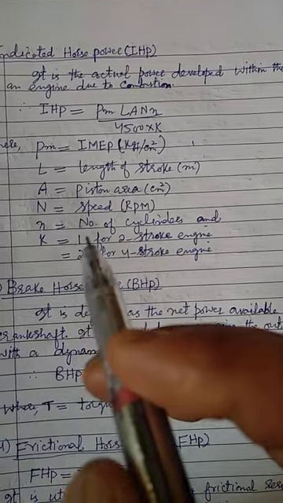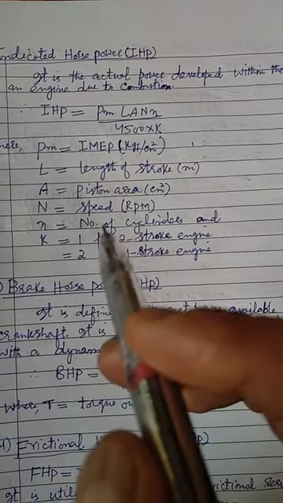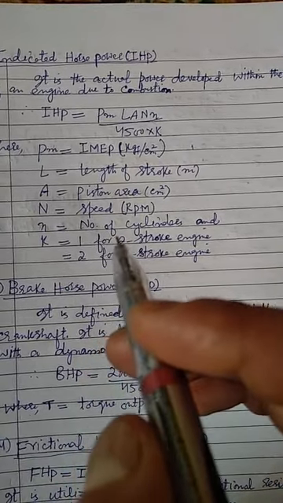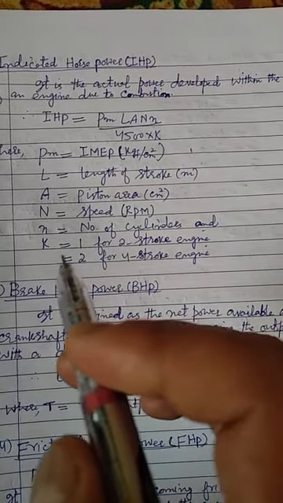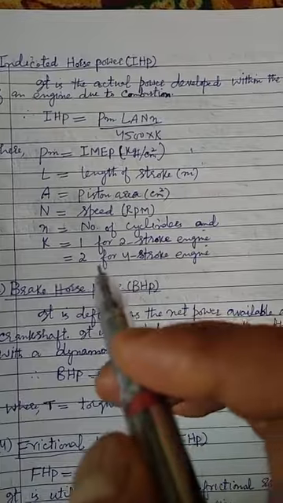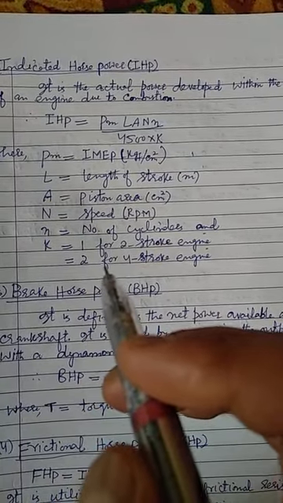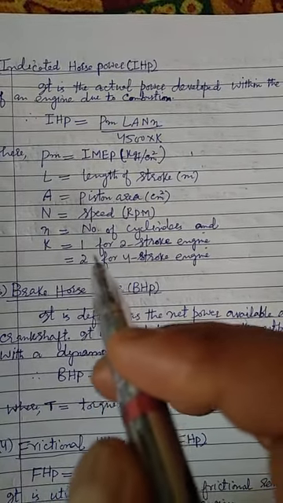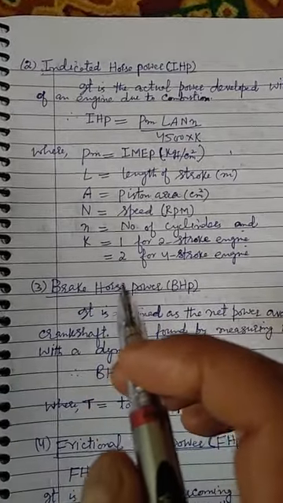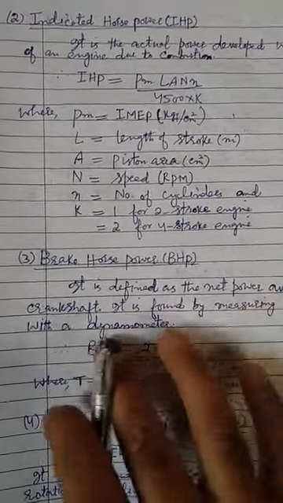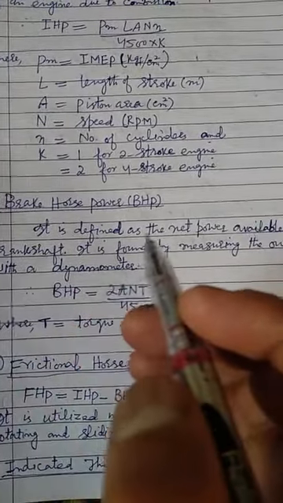Because there can be a single cylinder engine or a multi-cylinder engine, small n is mentioned here. K is a constant. It is equal to 1 for a 2-stroke engine and 2 for a 4-stroke engine. So this is all about indicated horsepower. Now let us move on to the important part, brake horsepower, BHP.